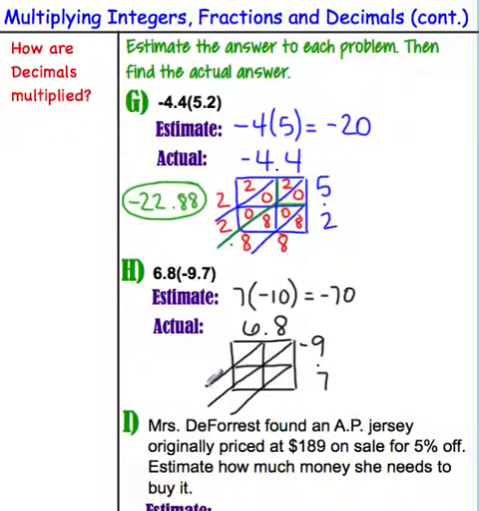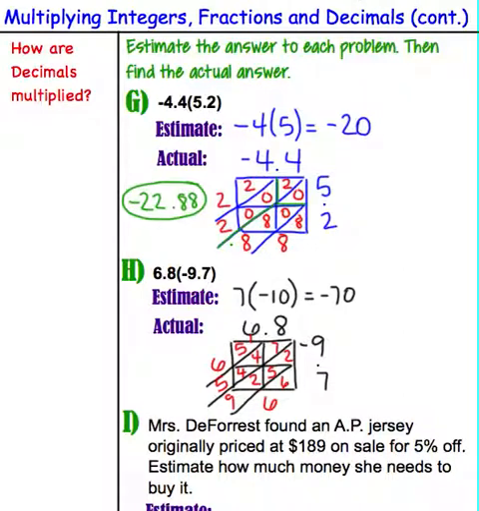And then we can go ahead and multiply. 6 times 9 is 54. 8 times 9 is 72. 8 times 7 is 56. 6 times 7 is 42. And we can add down the diagonals. We got 6. 2 plus 2 plus 5 is 9. 4 plus 4 is 8, plus 7 is 15. We're going to carry a 1. 5 plus 1 is 6.